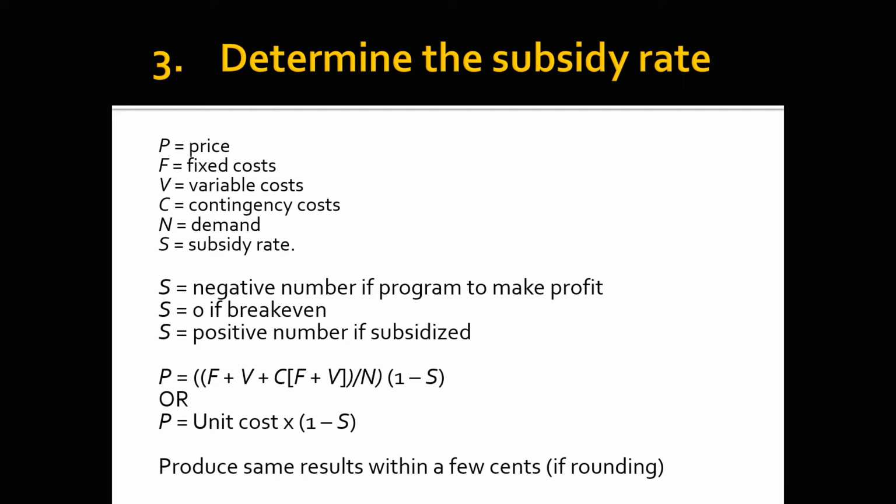A much easier formula, though, is to look at the unit cost and times that by the subsidy rate minus 1. These two formulas produce the same results within a few cents of rounding. I assume in your assignments you'll probably use the easier formula, but I'm just showing you both as that is how it's presented in the textbook.